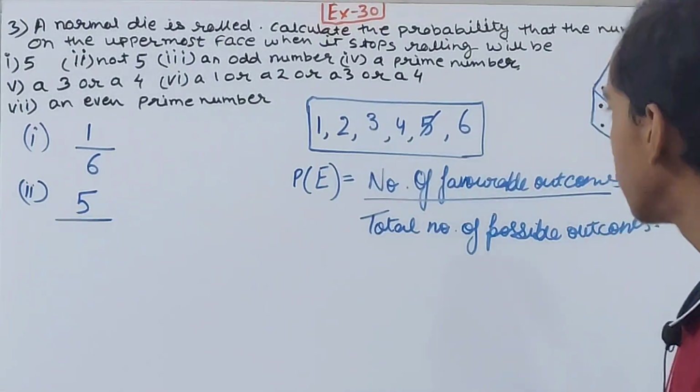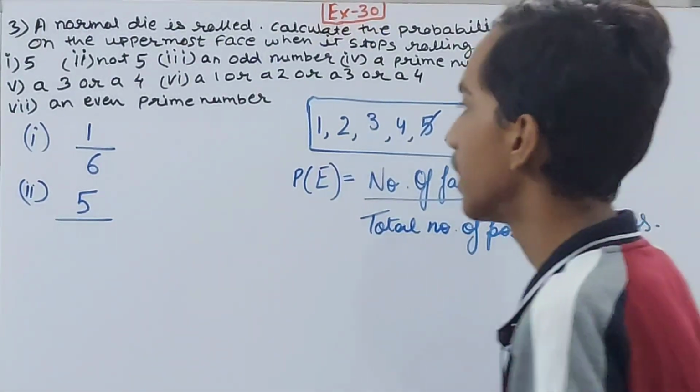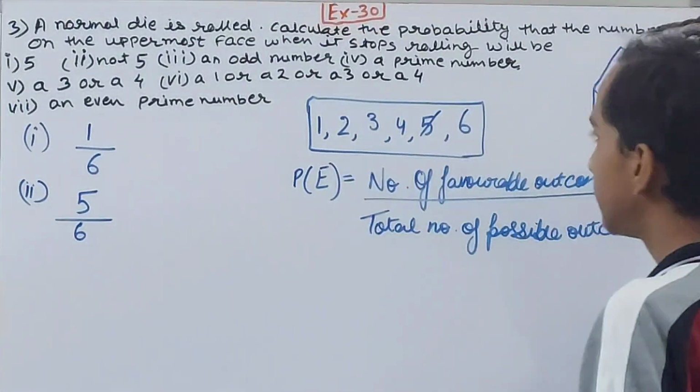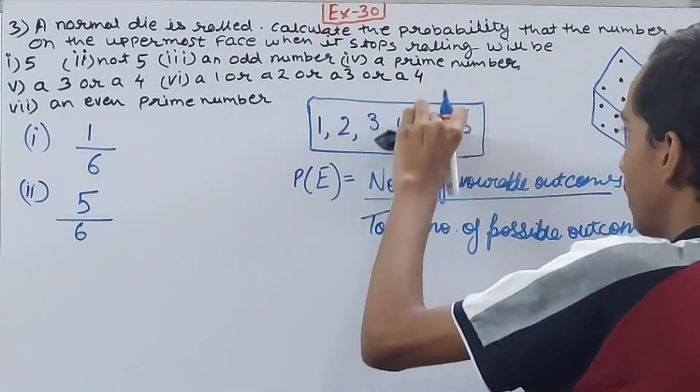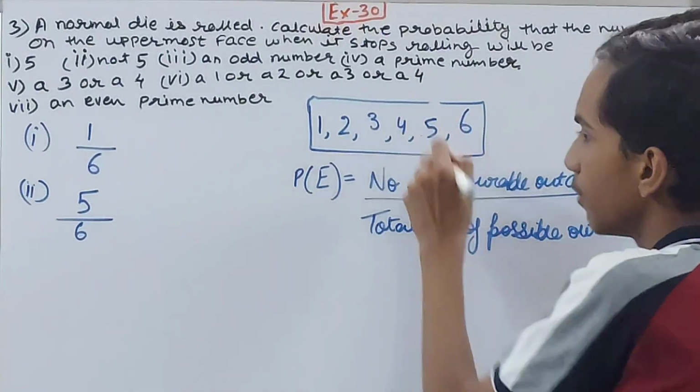Total possible outcomes will still not change, that will be 6. So 5 upon 6, right? That's the thing. You can put this 5 back up, right? It's just to explain, right? There's nothing we have to do with 5.